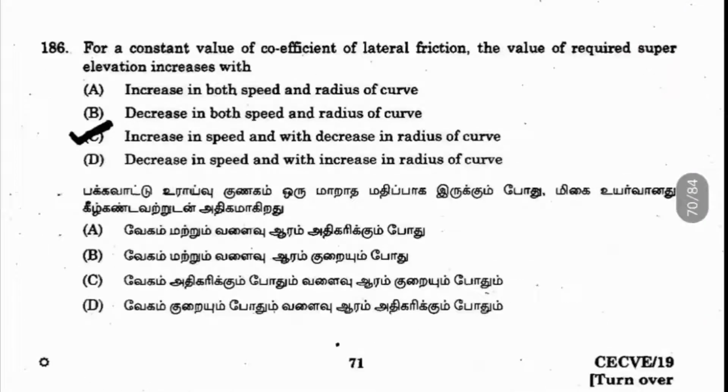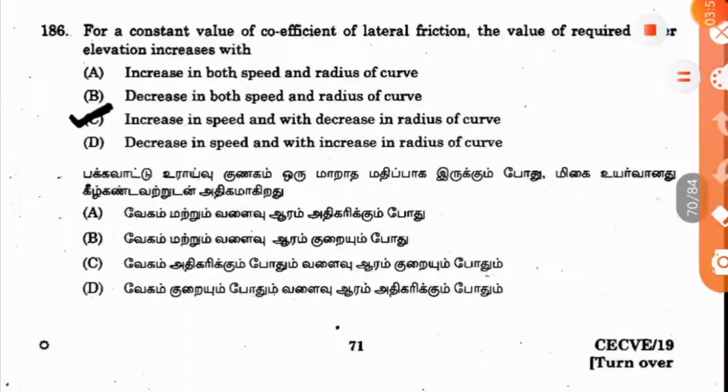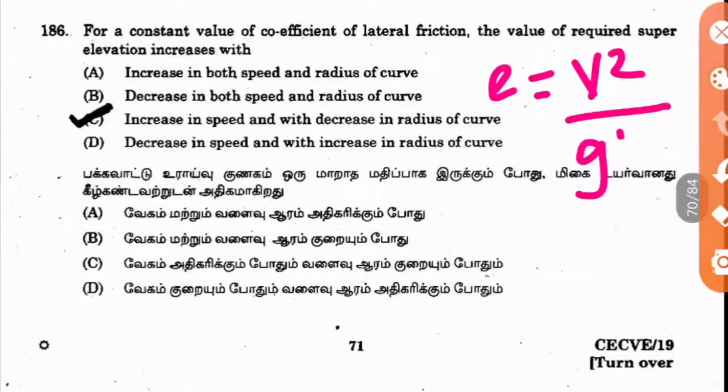186. For a constant value of coefficient of lateral friction, the value of required super elevation increases with what? Here the super elevation, we know this formula, e is equal to v square by g into r. Here with respect to v and r only, they have given all the 4 options, that is the speed and the radius of curvature. So e is directly proportional to v and inversely proportional to r. So from that it's clear that it increases with speed and decreases with radius of curvature.